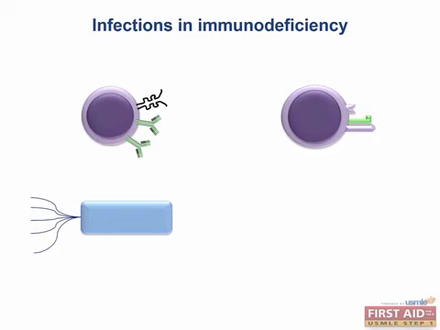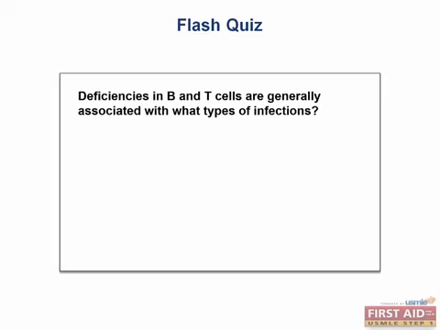Okay, what about T cells? Viruses, right? We're talking about CD8, CD4. We need that cheering on of those CD4 cells for macrophages to grind up larger pathogens like fungi and Mycobacterium tuberculosis. Flash quiz time. So, real easy.